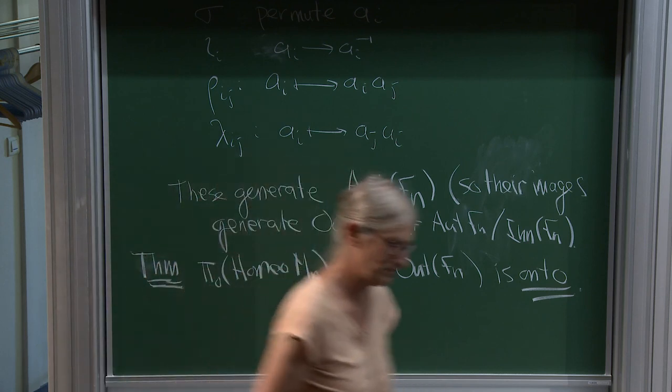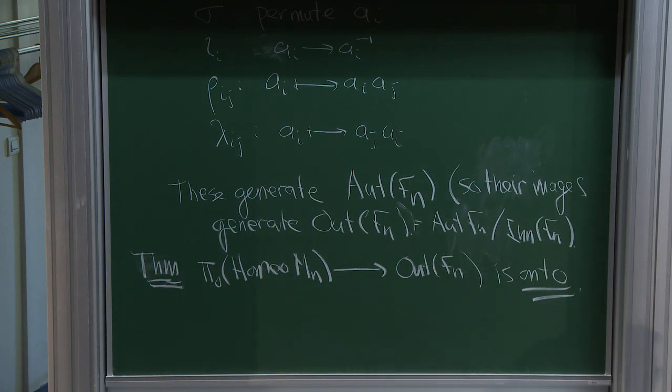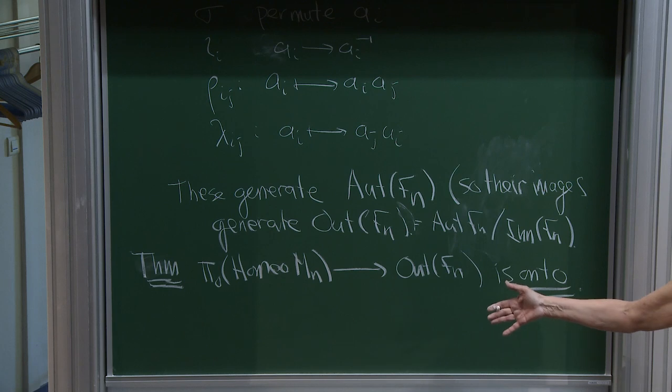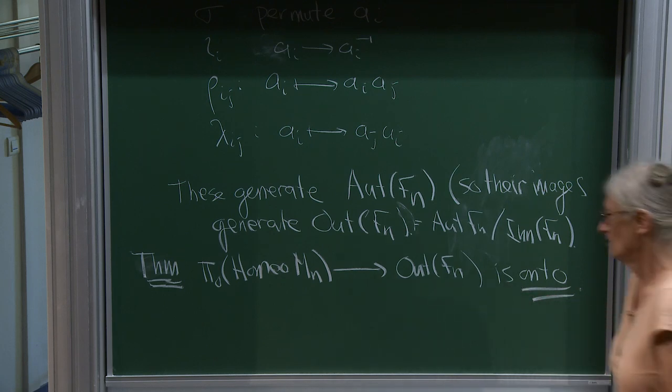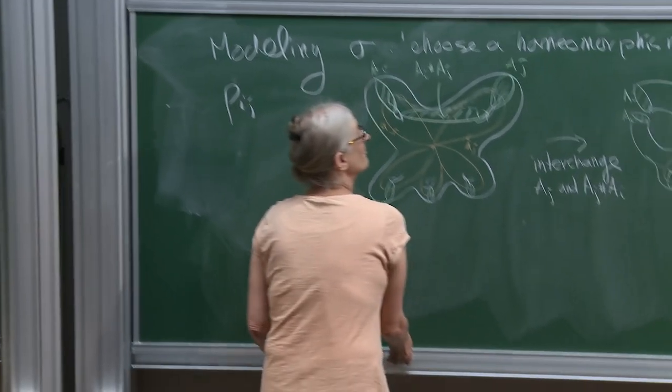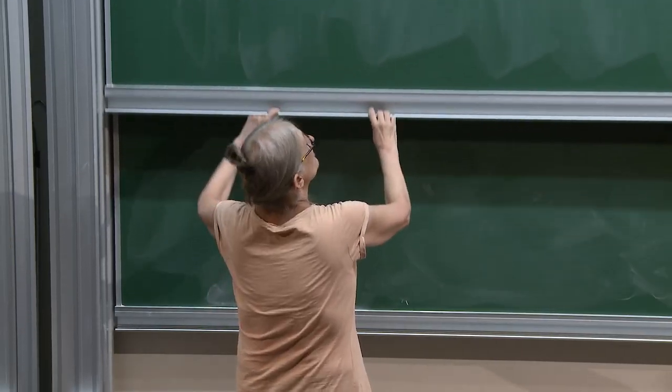So you have to combine that with the fact that we know all the generators of Out of Fn, and we can model each of them by a homeomorphism, so that means that map is actually surjective. So that's the beginning. Whitehead knew this in the 1920s, 1930s. So Whitehead used this fact to study automorphisms of free groups.